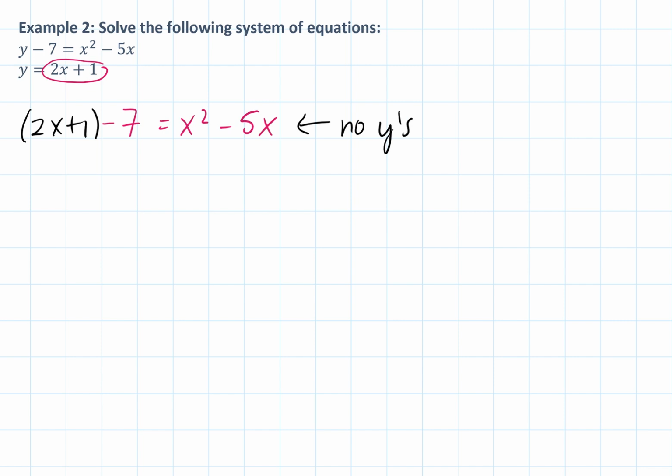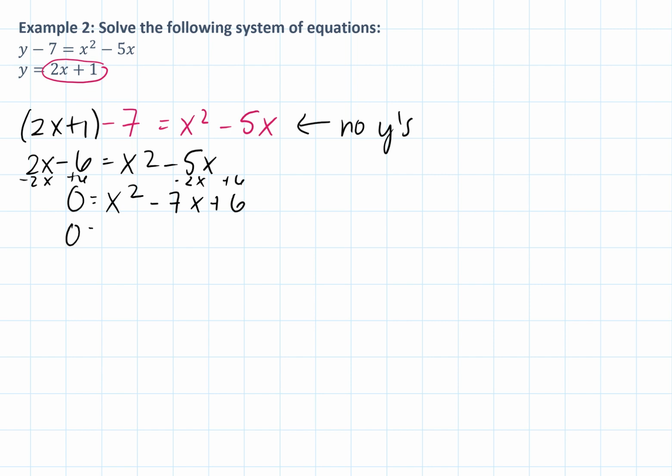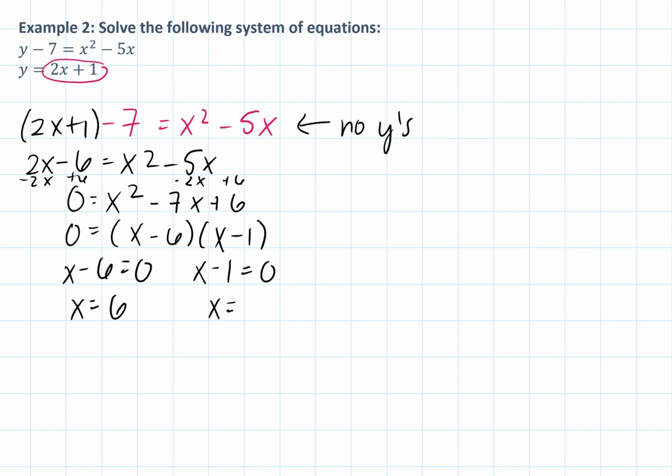So this is a quadratic equation, which you know how to solve. We'll just combine like terms, get everything on one side of the equal sign. We'll have to subtract the 2x. We'll have to add the 6. Now this is an equation that factors nicely. And when we set the factors individually equal to 0, we get two x values, 6 and 1.